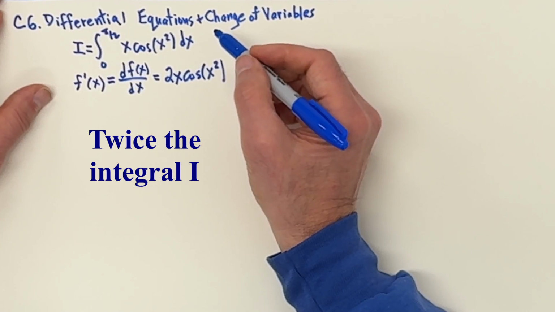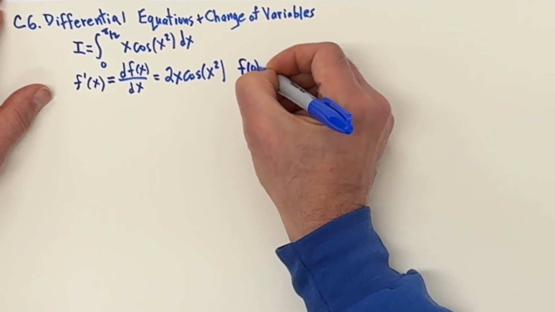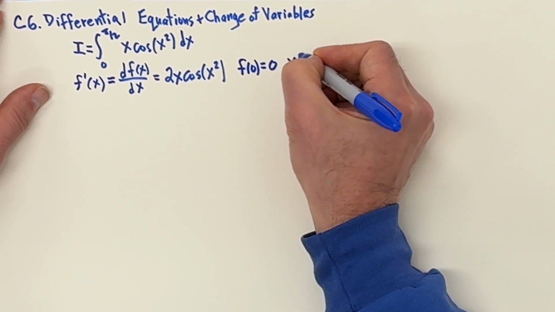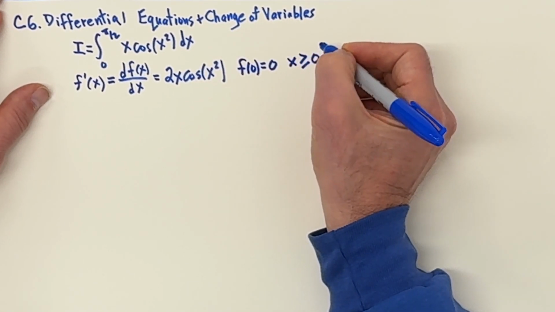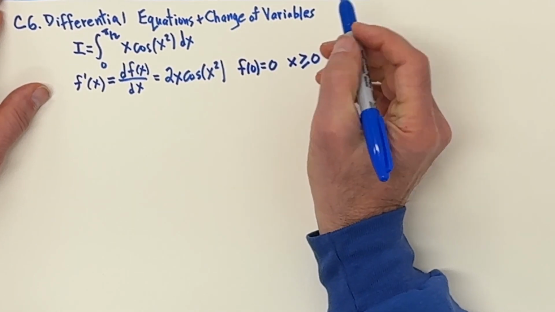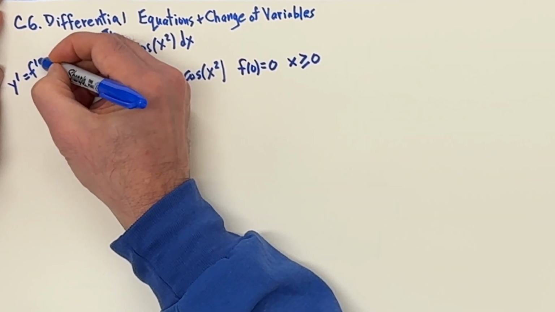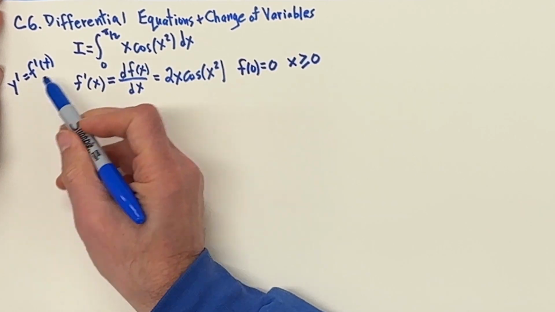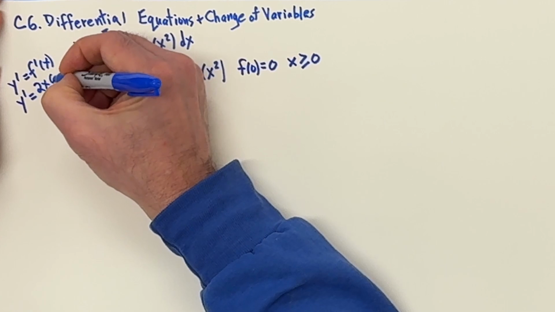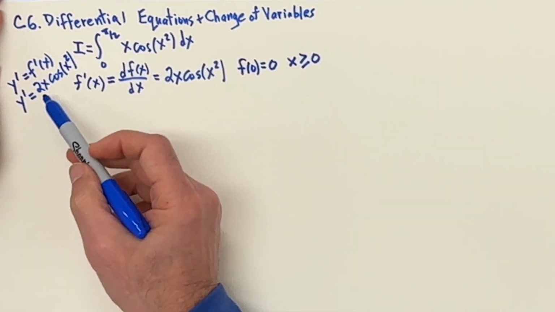Now, to make things a little bit simpler, I'm going to say here that at 0, the function is equal to 0, and that I'm only interested in x that is greater than or equal to 0. Those are the x's I'm interested in. Often you see this with the y prime, f prime of x. Differential equations often appear like this. y prime is 2x cosine of x squared. You might see it like that.